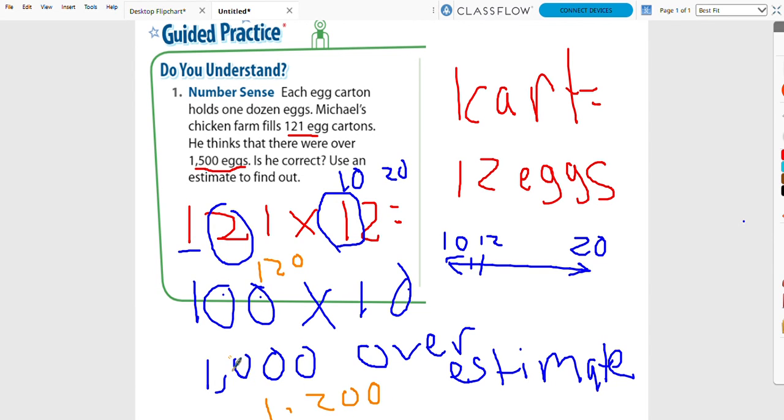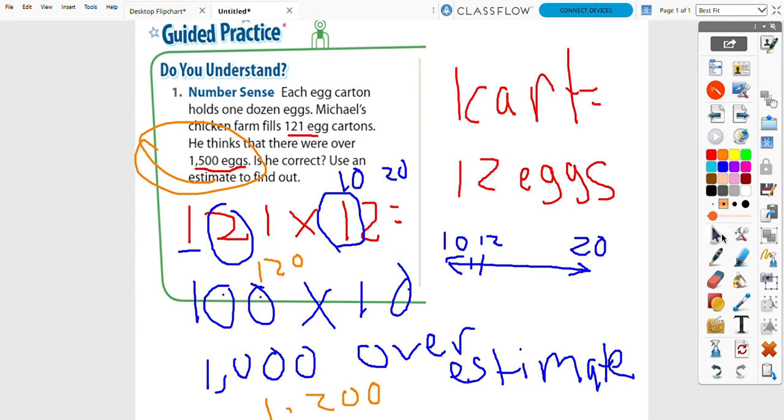Both would tell us the same information, is that we are way under his 1,500 egg estimation. So it looks like our friend Michael here is thinking he's getting more eggs before those chickens lay them.